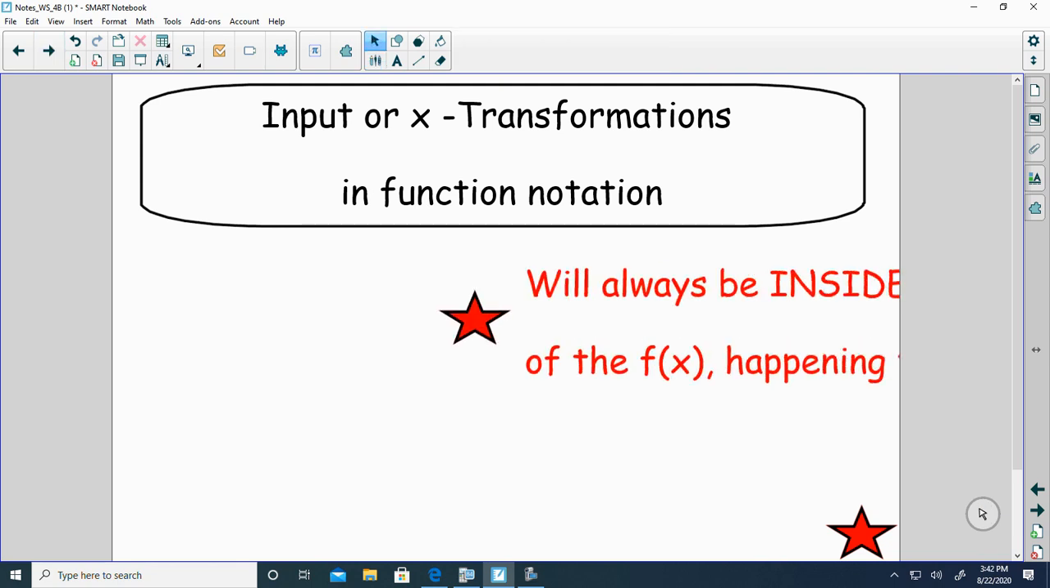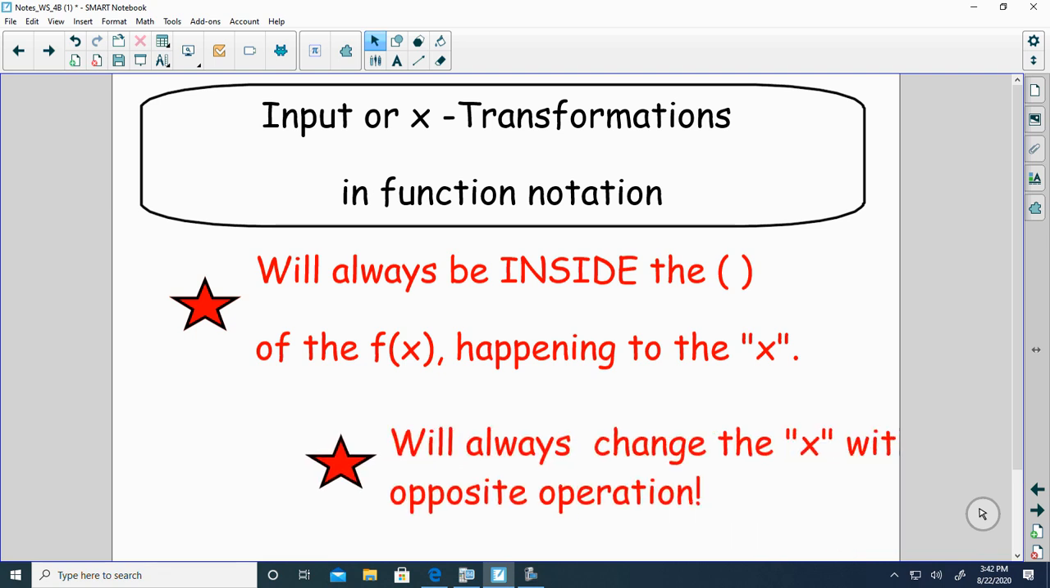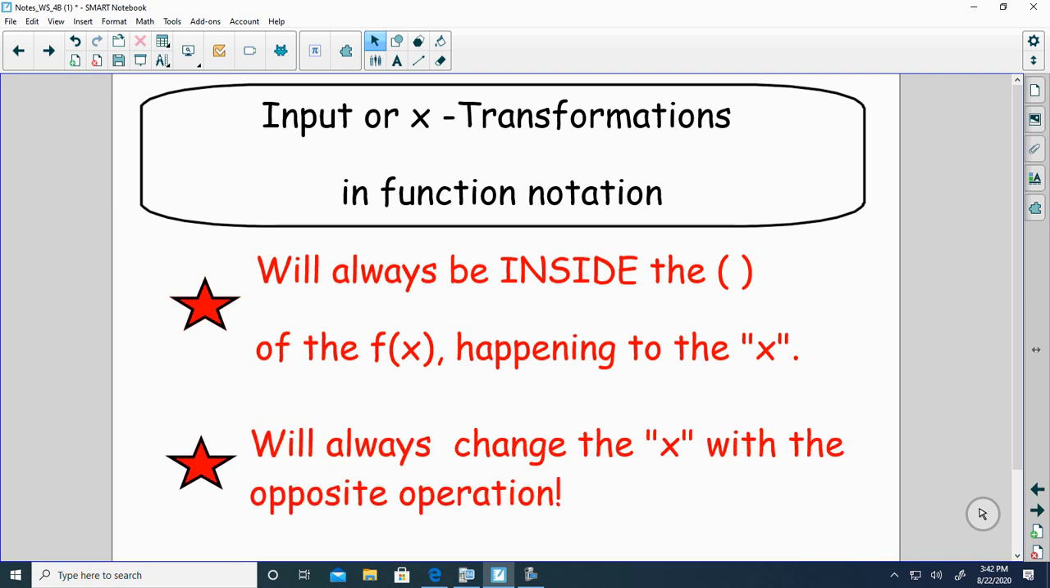So these stars, I'm going to pull these out. I'm sorry, you can't pull them out on your paper. You actually have to write it in. So they'll always be inside the parentheses of f at x, happening to the x. And input or x transformations in functional notation will always change the x with the opposite operation. So if something's in parentheses, it will do the opposite of what you would think. If it was x minus 5, that actually means that it would move 5 to the right. If it was x plus 5, you'd move 5 to the left if it was inside the parentheses.